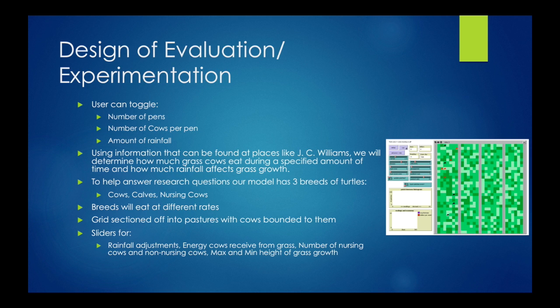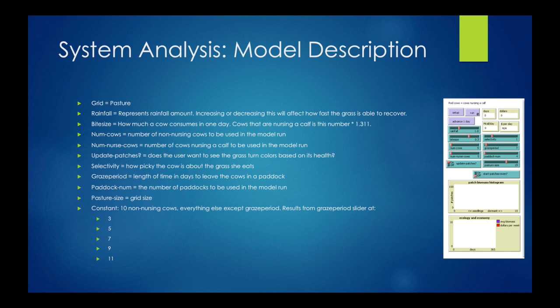Breeds will eat at different rates. Grids are sectioned off into pastures with cows bounded to them. We have sliders, as mentioned before, for rainfall adjustments, energy cows receive from the grass, the number of nursing cows and non-nursing cows, and the max and min height of the grass growth. All these are toggles within the model.